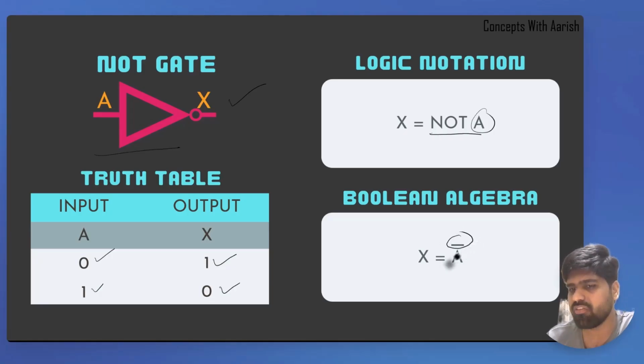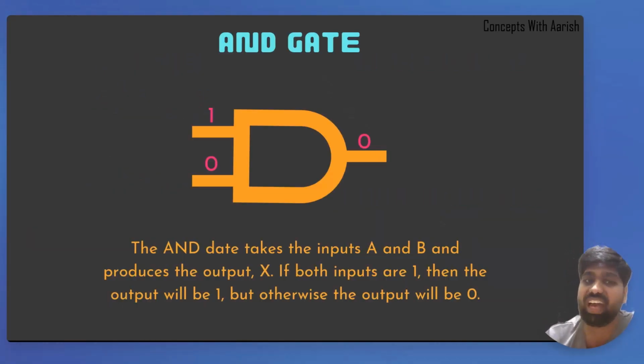Okay, so NOT A will be presented as a bar on the top of A, NOT B, NOT C. You can just simply put a bar on the top of that. Then we have got an AND gate. The AND gate takes 2 inputs, 1 and 0. Either it can take 1 0 or it can take 0 1. That's the same thing, but at the end it will produce a 0 over here.